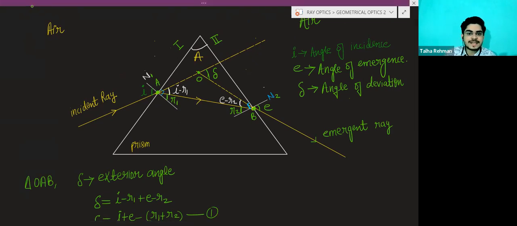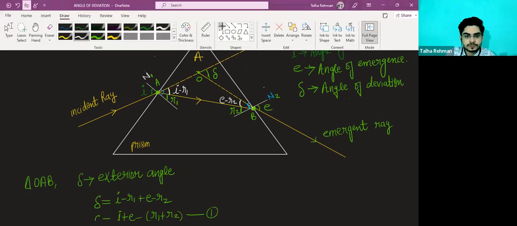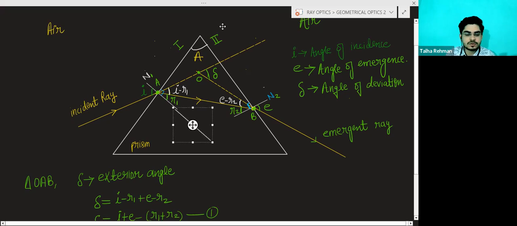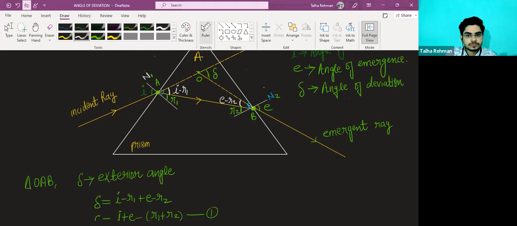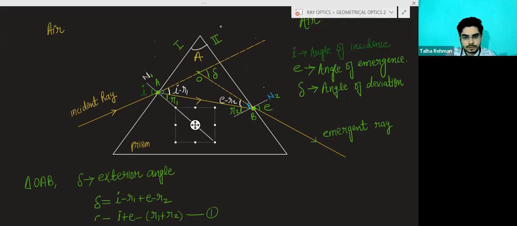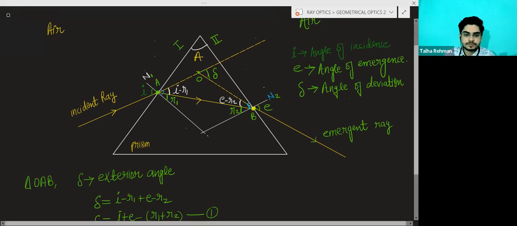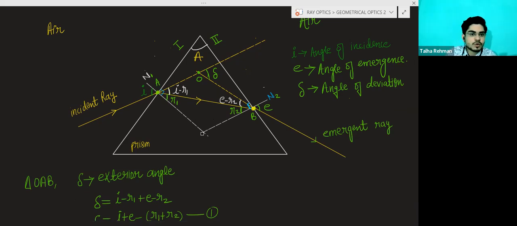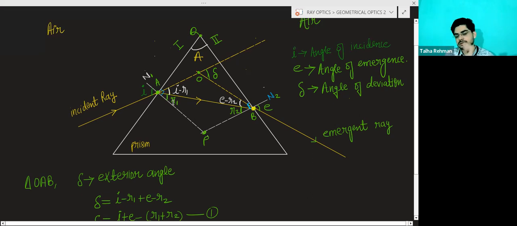Now what we will do, we will just extend these normals. So this is the normal. I am extending this normal like this, and extend this normal also. So both these normals are meeting here. Suppose this point is point P and this point is point Q. So at point P both normals are meeting. So this is angle A here. This will be some angle.